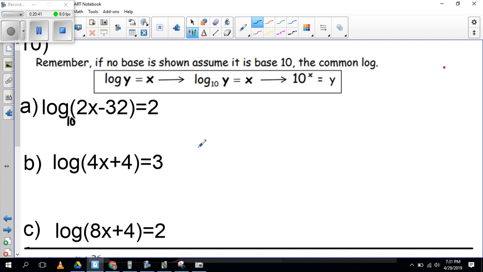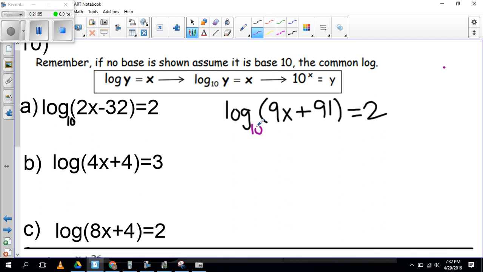So first, I'm going to give us a problem. So you will have to write this on your webquest, because I actually didn't do this one. We got log of 9x plus 91 equals 2. So I'm going to plug in my 10. This is going to be 10 to the second. Then we're going to go over the equal sign. So I'm going to put my equal sign equals this whole parentheses, 9x plus 91.